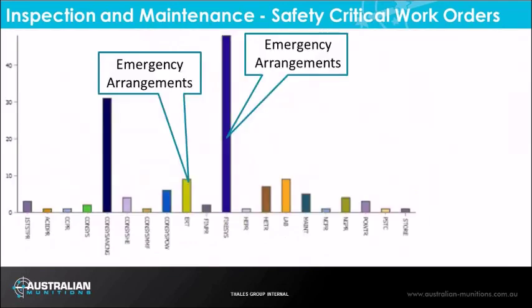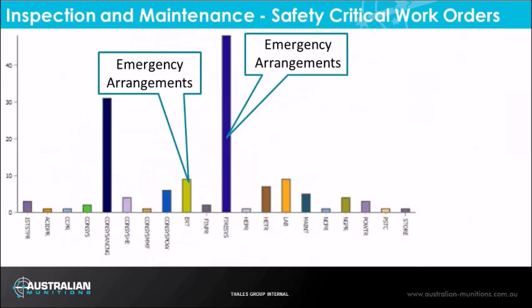Safety critical PM work orders are identified in the computerised maintenance management system, and these PM work orders are categorised by work group, which is a subset of department. Safety critical PM include work orders that address emergency arrangements. This includes the maintenance of fire detection and suppression, as well as PM work orders tasked to the emergency response team to conduct drills or to inspect their equipment.